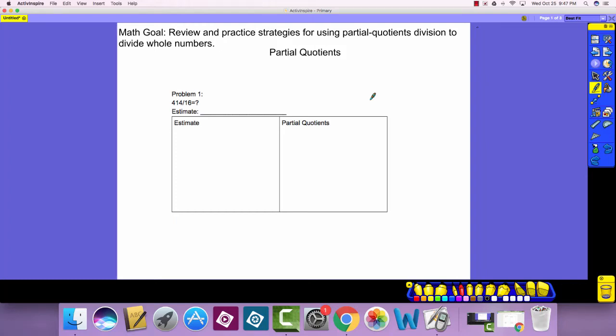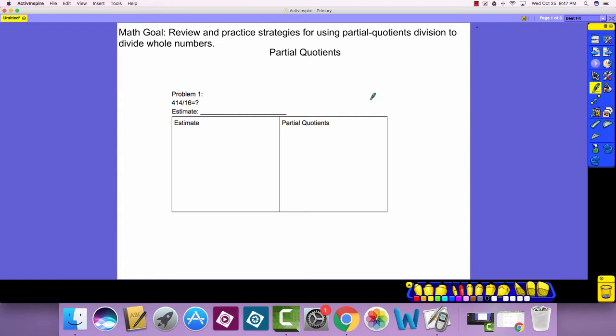Alright, so today our goal is to review and practice strategies for using partial quotients division to divide whole numbers. Some of you wanted to go over this again, so we're going to do it. Let's make sure we get good at it, alright? Our first step is to make an estimate. Remember, estimates need to be quick and easy to do without paper or pencil, in our head.